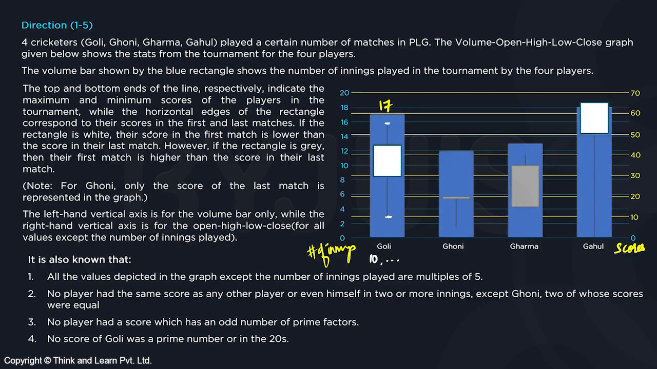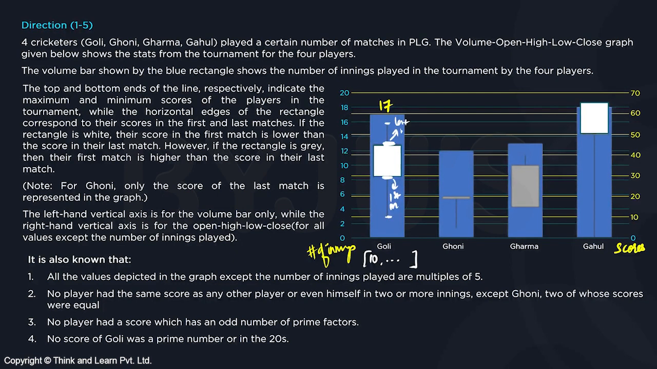Okay. Then the horizontal edges of the rectangle correspond to their scores in the first and last matches. So these are the minimum and the maximum as of now, while the rectangle, the lower edge and the upper edge, they represent the score in the first and the last matches. So if the rectangle is white, their score in the first match is lower than the score in the last match. So this is the score in the first match and this is the score in their last match.